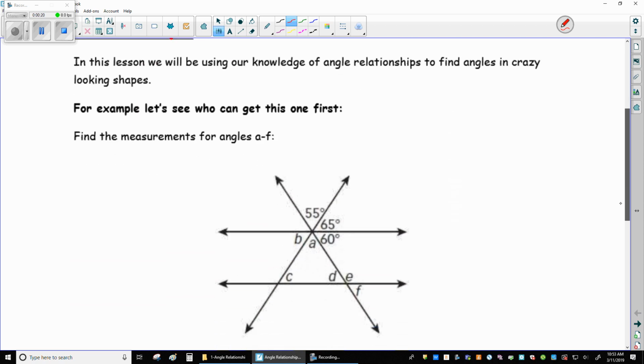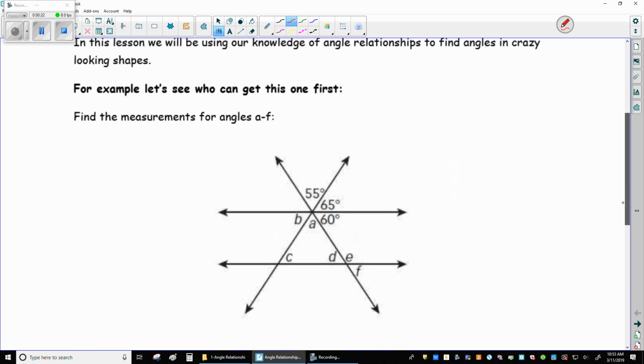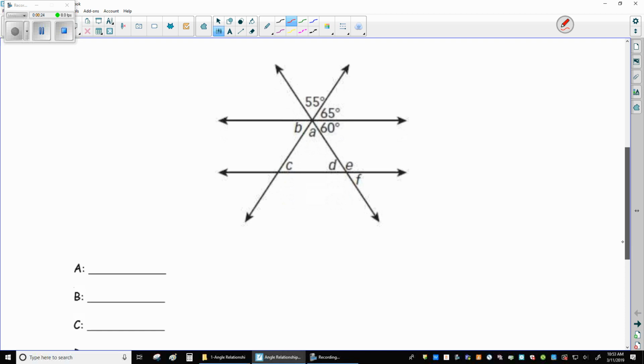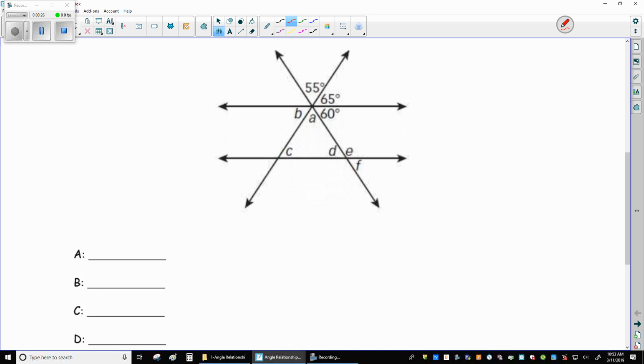So the first one I want to take a look at is this guy right here. Really, you can answer everything on here from what we've done over the last couple days. So what I want you guys to do is pause it and try to figure out all the other angles in here, A, B, C, D, E, and F. And after you've had a chance to do that, unpause it, and we'll talk about how to get all the different angle measures. So go ahead and do that.